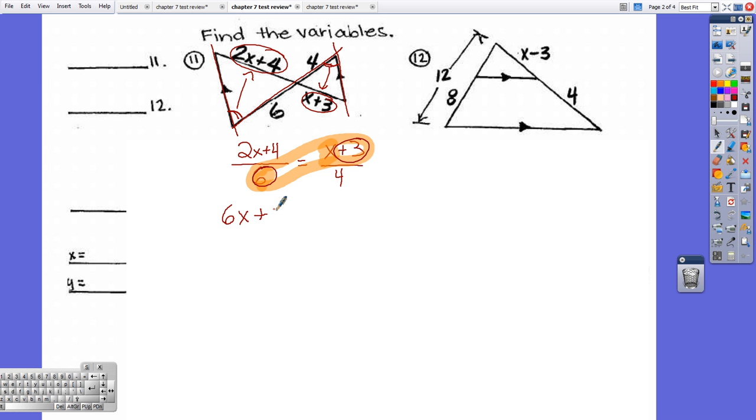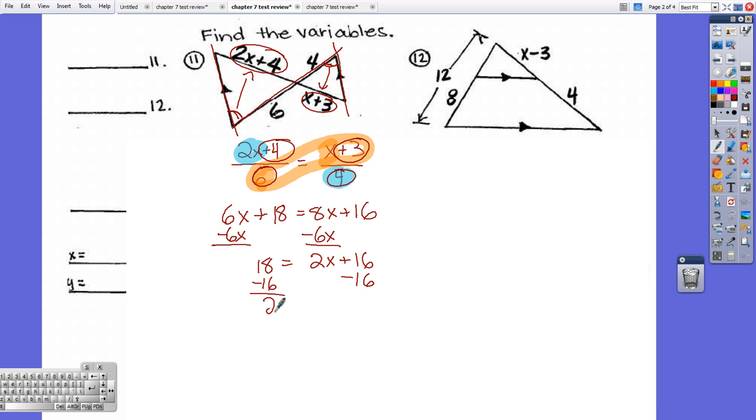Then I'm going to do my opposite side. I'm going to have 4 times my 2x. That gives me 8x. And my 4 times my positive 4, which is 16. And then I'm just going to simply, let's see, I'll subtract 6x to move it over here. So I have 2x, I have 18 equals 2x plus 16. I'm going to subtract 16. I get 2 equals 2x, which means I divide both sides by 2, and I get 1 equals x. So my x is 1.